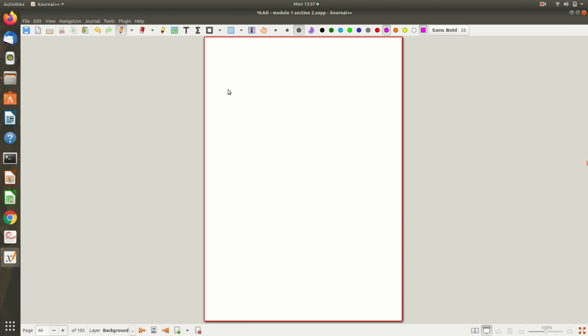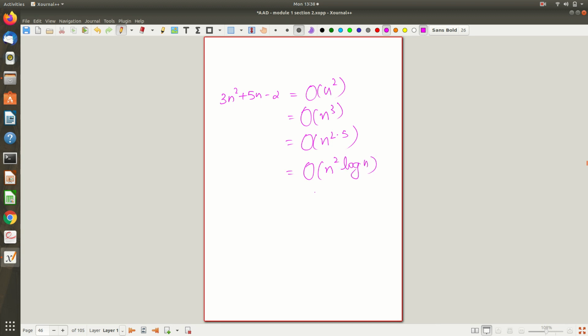Let me just tell you, the same function, 3n square plus 5n minus 2, is big O of n square, and the same thing is big O of n cube, and the same thing is big O of n raised to 2.5. That is also fine. I just want some bigger value than n square, like n square or more, say n square log n. So like that, many relations you can establish. All these are asymptotic upper bounds to this 3n square plus 5n minus 2, which I got as the step count for my algorithm.